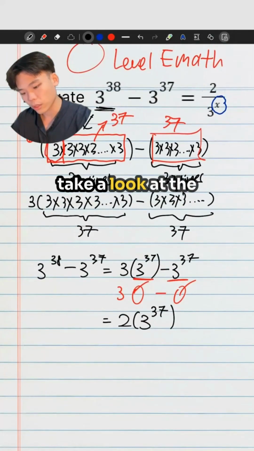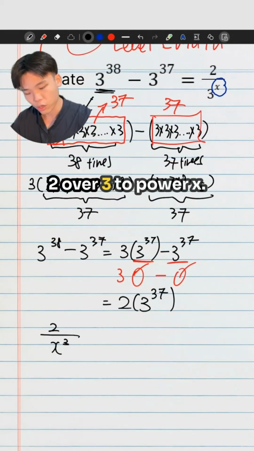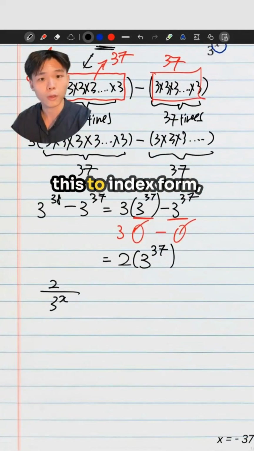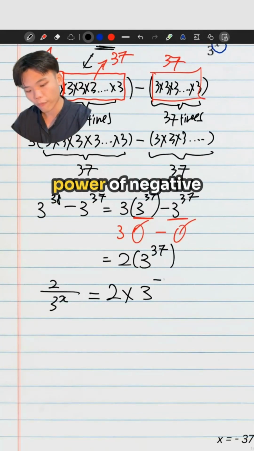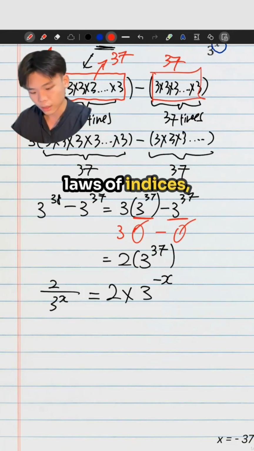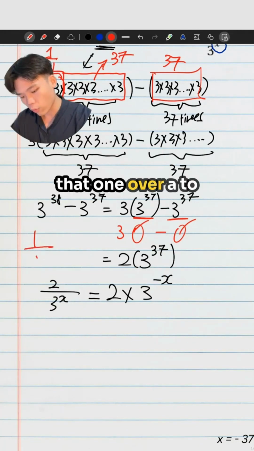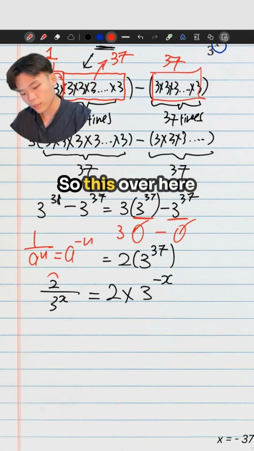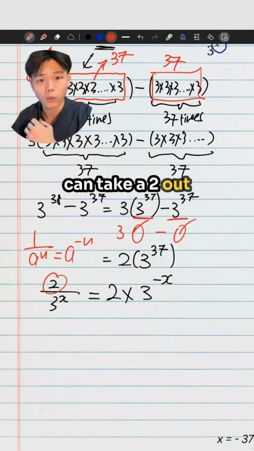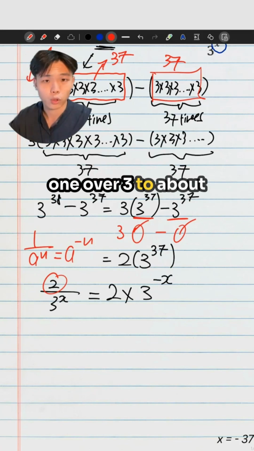Now, if you were to take a look at the right side, we have 2 over 3 to the power of x. If I were to change this to index form, I will essentially get 2 times 3 to the power of negative x. Because in your laws of indices, you will learn that 1 over a to the power of n gives me a to the power of negative n, right? So this over here is a multiple. We can take the 2 out and we will get 1 over 3 to the power of x.